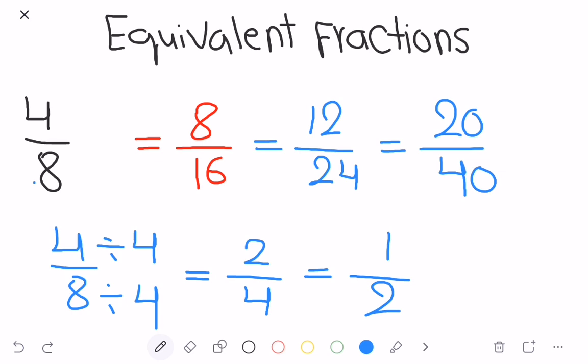So to find an equivalent fraction, we can multiply numerator and denominator by any number except 0. If they have a common factor, we can divide numerator and denominator by this factor. So these fractions are all equivalent fractions.